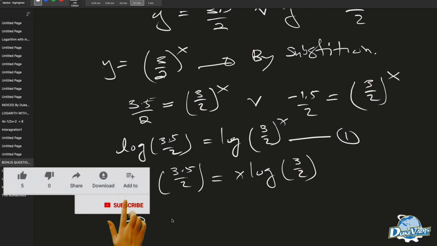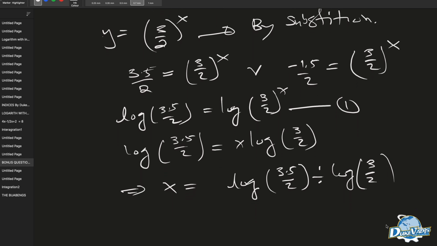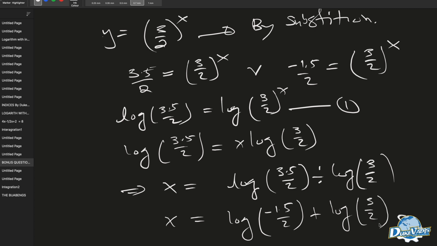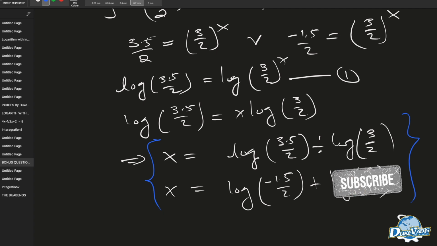Okay, this implies that my x is equal to log 3.5 over 2 divided by log 3 over 2. So that will give me one answer. The other answer I'm going to get is log of negative 1.5 over 2 divided by log 3 over 2. So these are the two answers that we expected to arrive at. When we compute it further, we'll be able to get integers or maybe fractions. So that is how you have to break this equation.